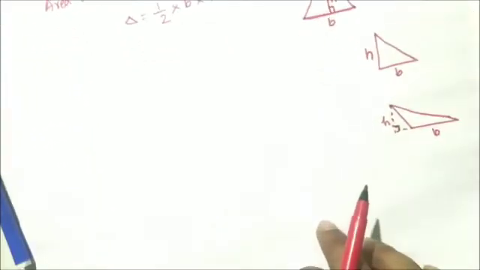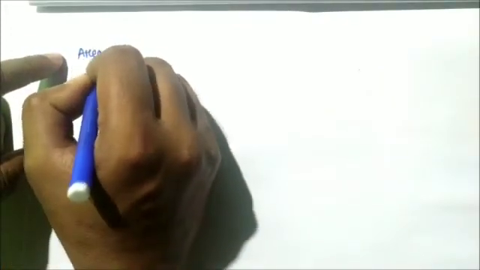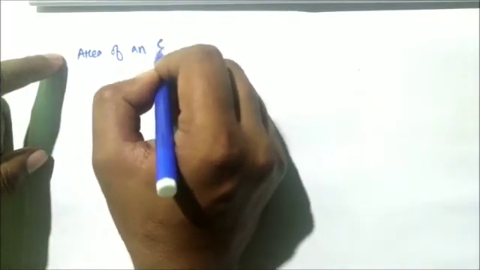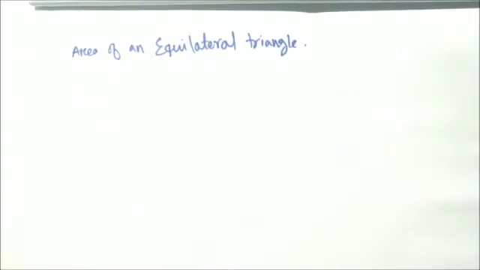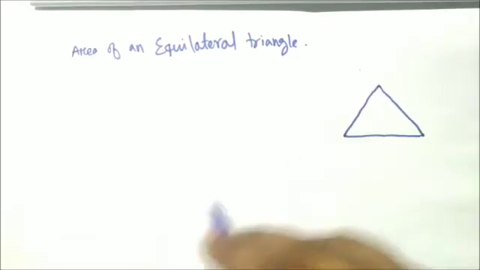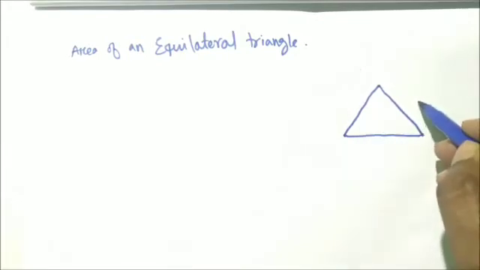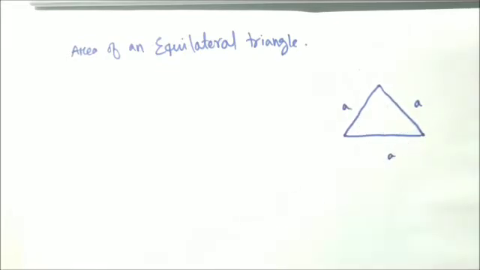Okay, so if you have understood this, then shall I move to the area of an equilateral triangle? Now let us find the area of an equilateral triangle. Equilateral triangle means the triangle in which all the sides are the same, right? All the sides are of equal measurement. Now say this is our equilateral triangle, all right? Suppose all the sides are of measurement a unit.